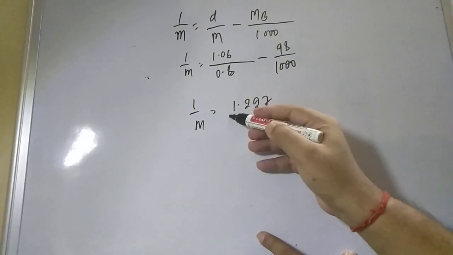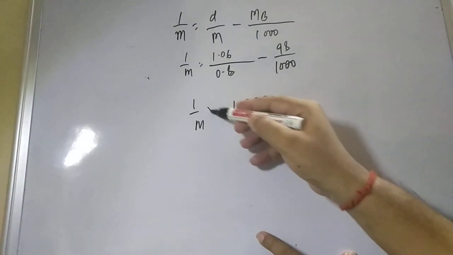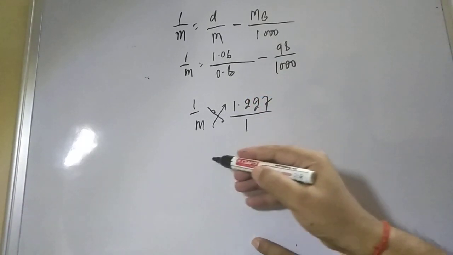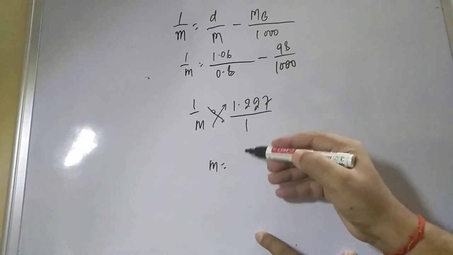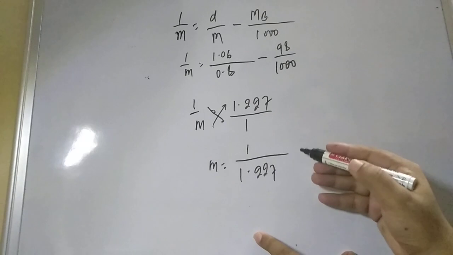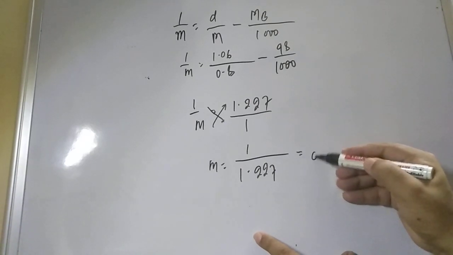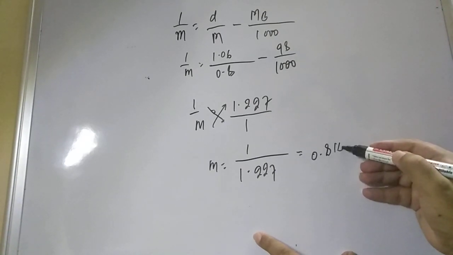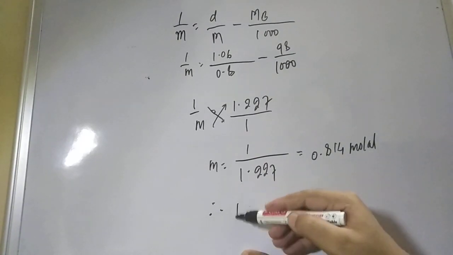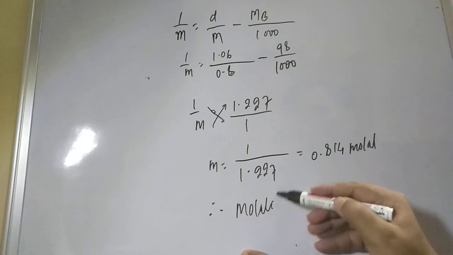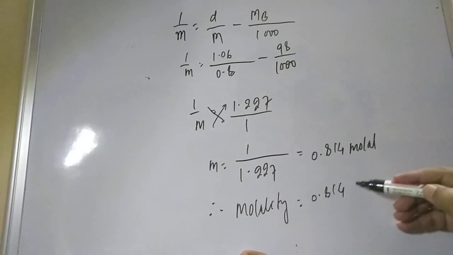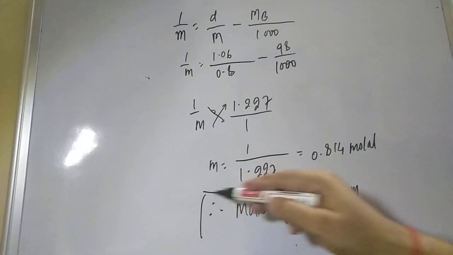So if you want to calculate, here nothing is there, so 1, and you cross multiply it. So what you will get? m is equal to 1 upon 1.227, and if you are calculating, it is coming 0.814 molal. So therefore molality is equal to 0.814 small m. This is our answer.